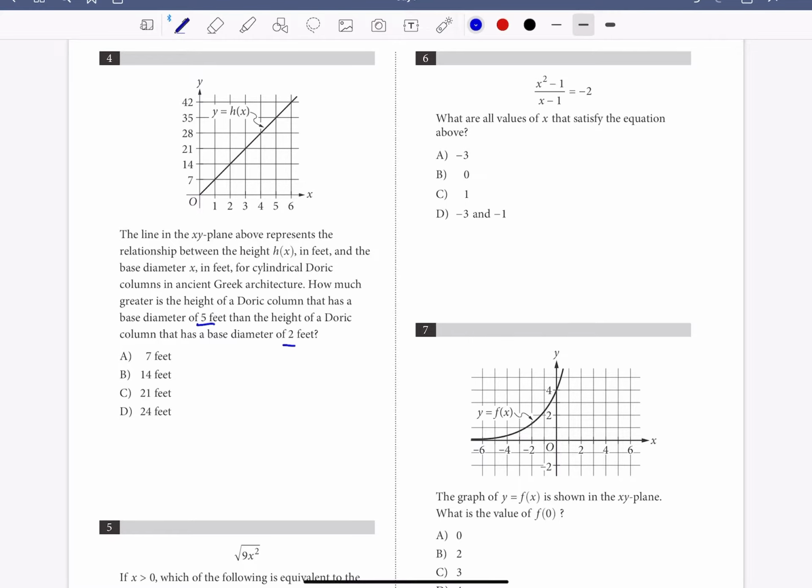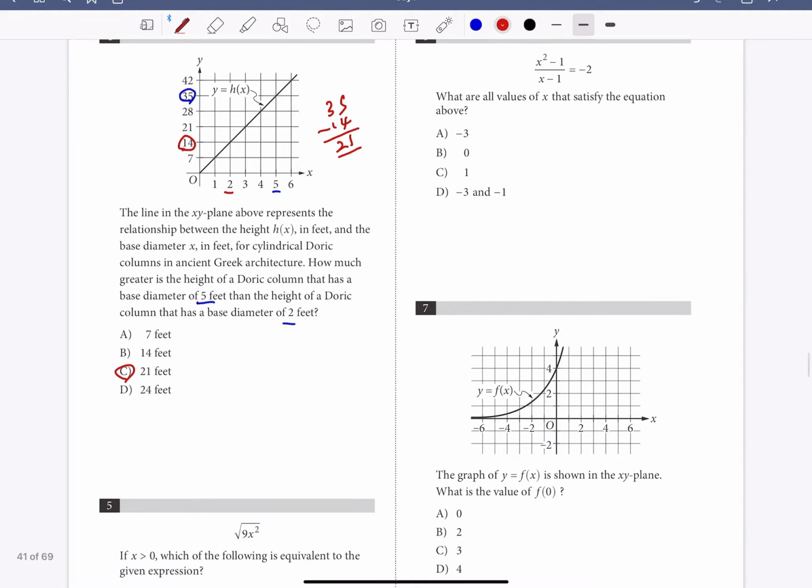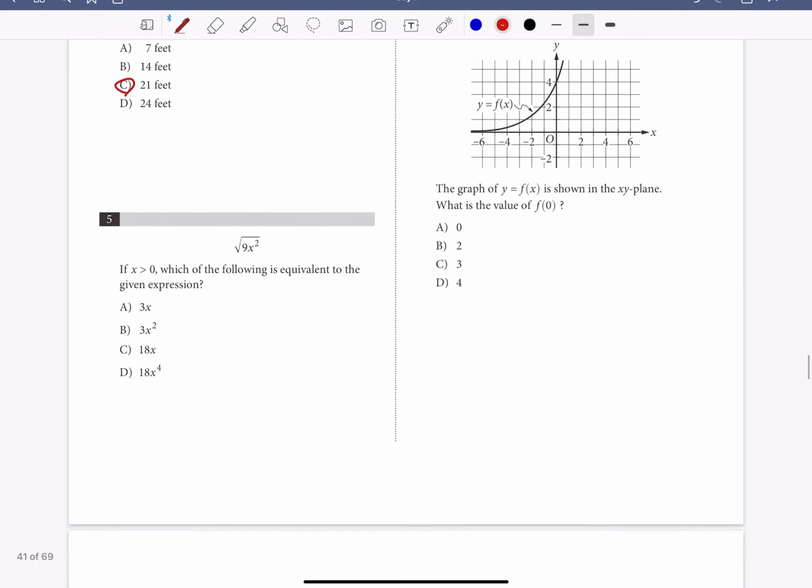So let's just use the graph. When diameter is 5, the height should be 35. When diameter is 2, the height is 14. So their difference is 21. See? Next.